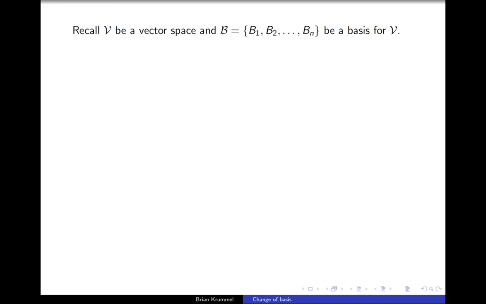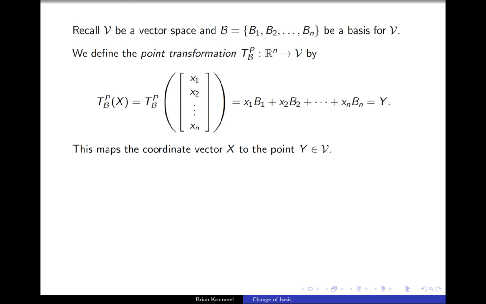Now let's return to the general setting where we have a vector space V with a basis B for V. Now, before, what we did is we defined a point matrix, which basically, multiplying by the point matrix went from the coordinates to the point. And we also had a coordinate matrix where we went from the point to the coordinates.